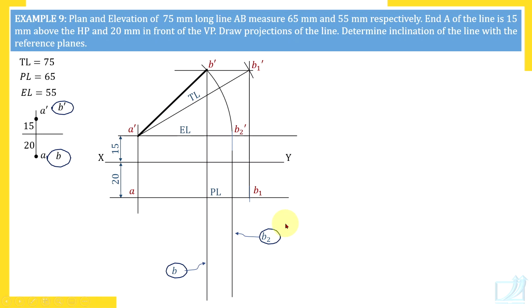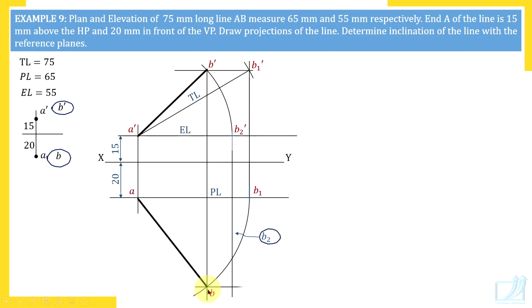So now again use compass. But now you should rotate PL, because EL we have already rotated. Now you should rotate PL. Which other view has same length PL? AB. Is there any line for point B? Yes. So rotate PL and you have found out B. Now join A and B. So this is top view.